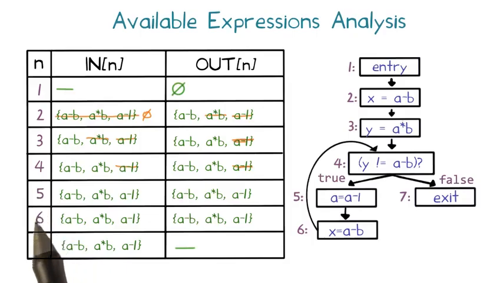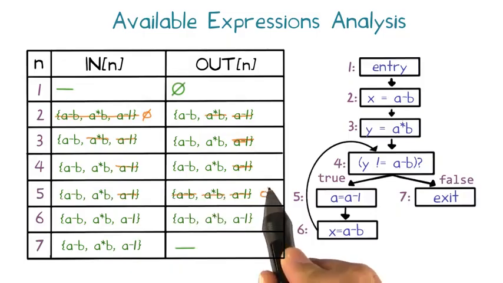At node 5, we first copy the out set of node 4 to the in set. Node 5 seems to generate the expression a minus 1, but in fact it does not, since it immediately overrides the variable a. Also, we'll need to kill each expression in our in set that uses variable a. That's expressions a minus b and a times b.